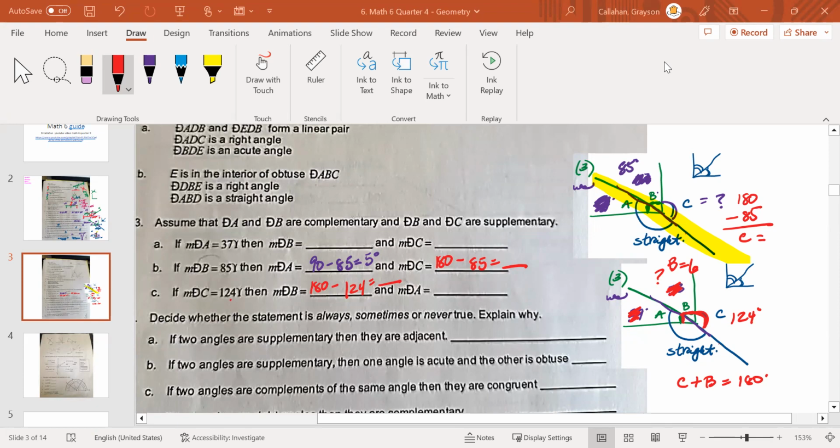180 minus 124 is 56, right? Okay, so if angle B, this angle right here, is 56 degrees, and A plus B equals 90 because they're complementary. Well, if B is 56, then A plus 56 equals 90. How do you find A?